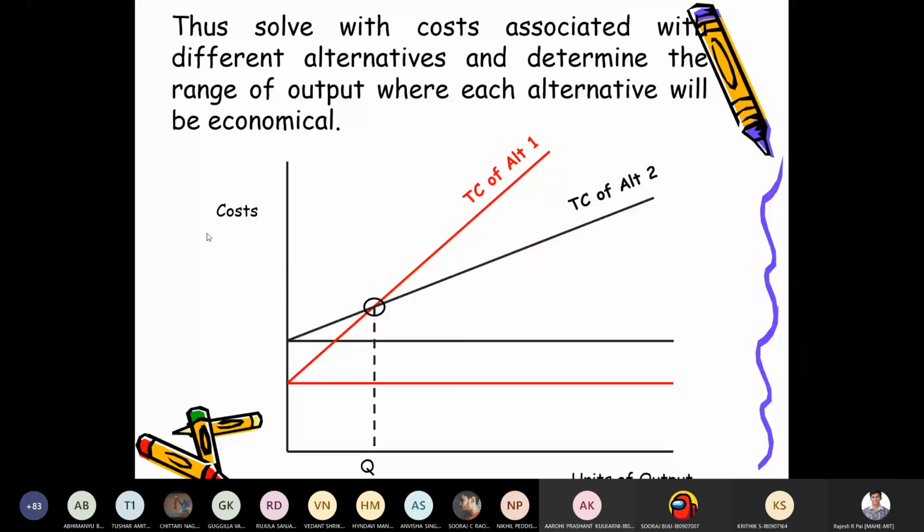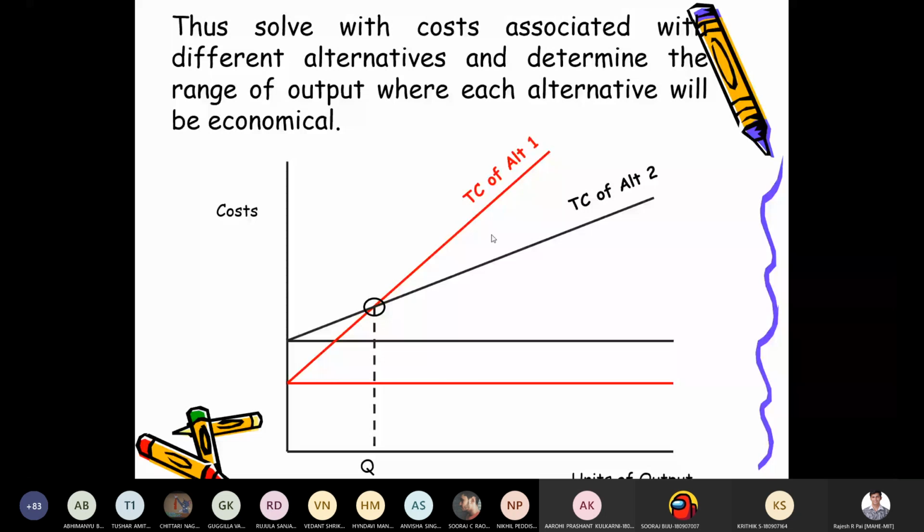The point where the total cost of alternative one is equal to that of alternative two gives the break-even quantity. That is nothing but Q, the unit of output. So the break-even quantity is the point at which the total cost of alternative 1 will be equal to that of alternative 2. So when we compare the alternatives, we generally take into consideration the total cost, and based upon the total cost of alternative 1 and 2, we arrive at the break-even quantity.